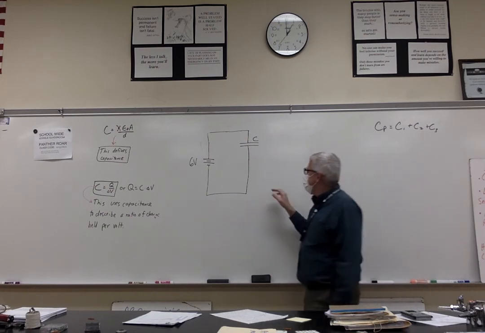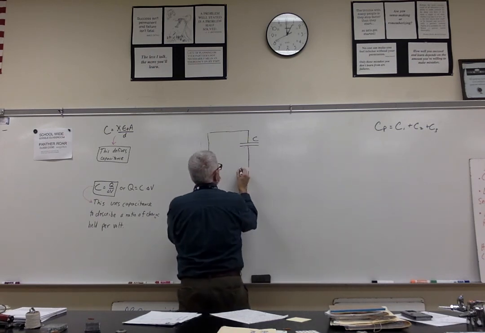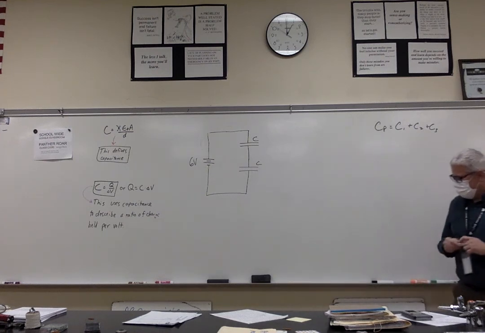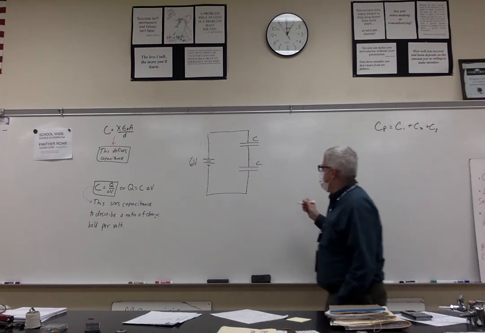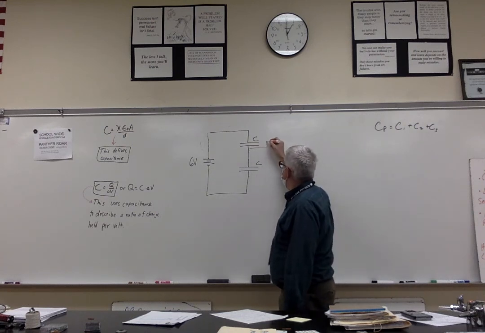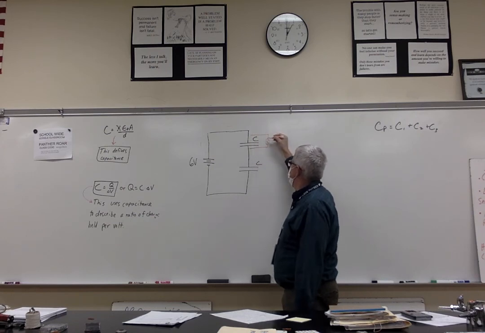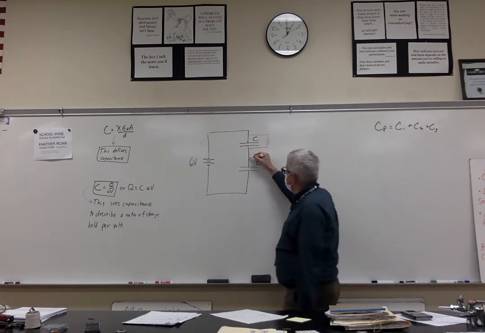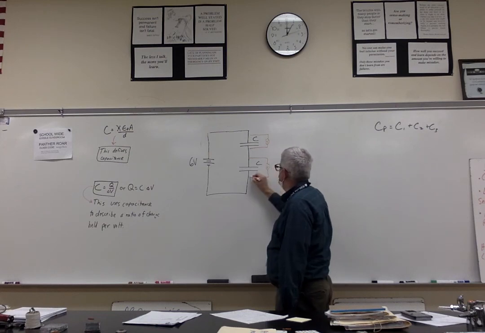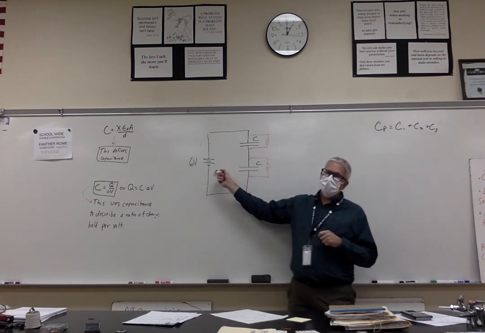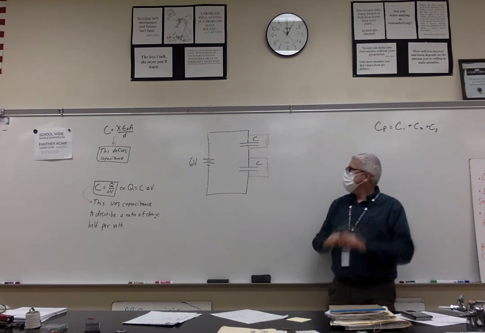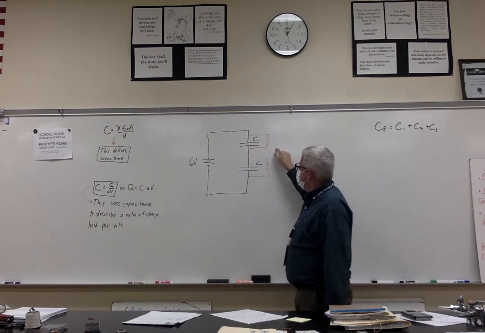Now let's say we've got another identical capacitor. I'll say it's identical because it also has a capacitance of C. What do you think the voltage across this capacitor would be, Daniel? 3. Do you agree? I would also agree. The voltage is now split, because we've got two places where we lose that 6 volts. If these are equal capacitance values, there would be 3 volts on either one of those capacitors. So I've lost voltage there.